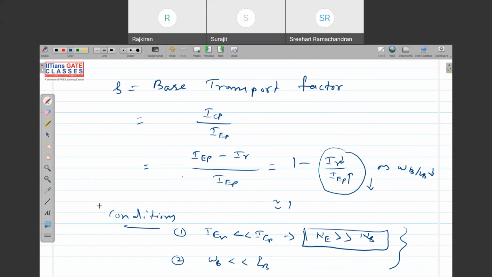I also want to hear that doubt. It should be typed, then we will answer the question. Do you have any doubts, Suraj? No, exactly clear. Okay. So these are the two conditions for my transistor action.